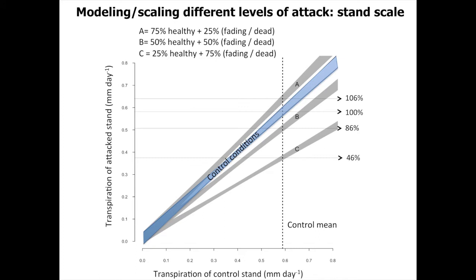So this is just a message that you need to understand the proportion of healthy and dying trees in your forest if you want to understand the effect on transpiration, which also has an effect on below ground conditions, as you will see in the short.